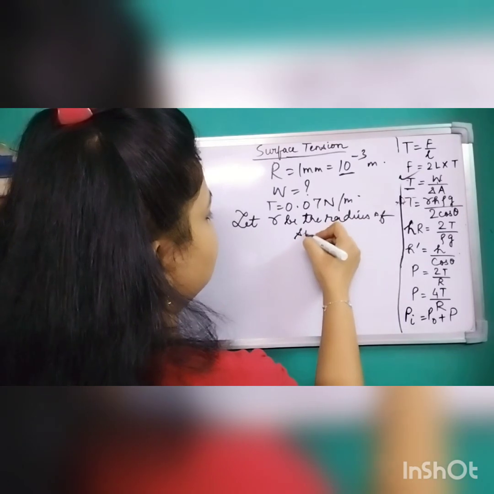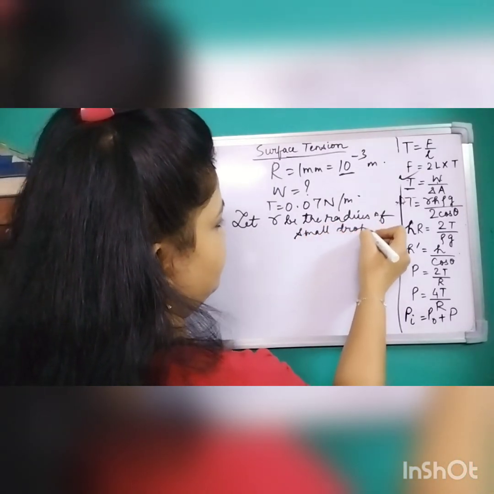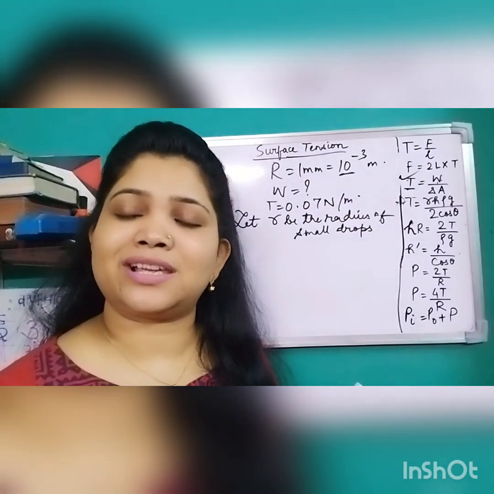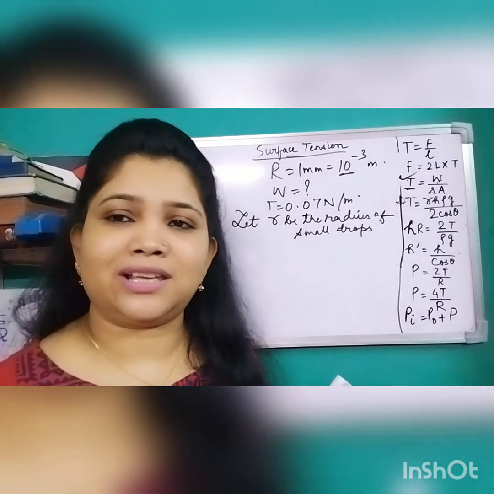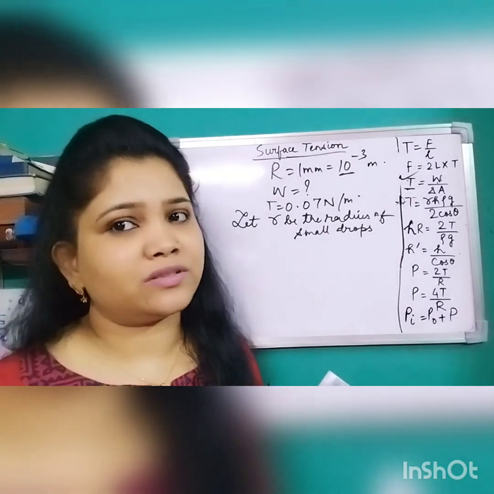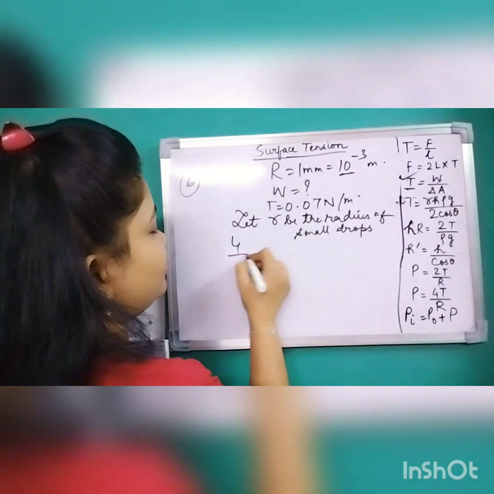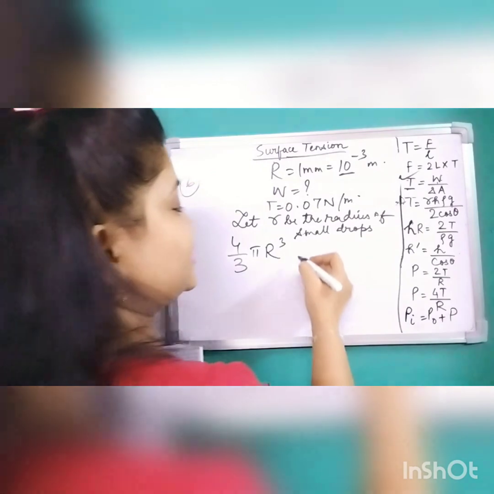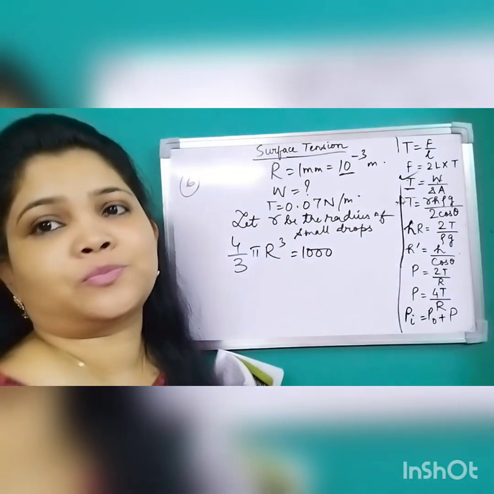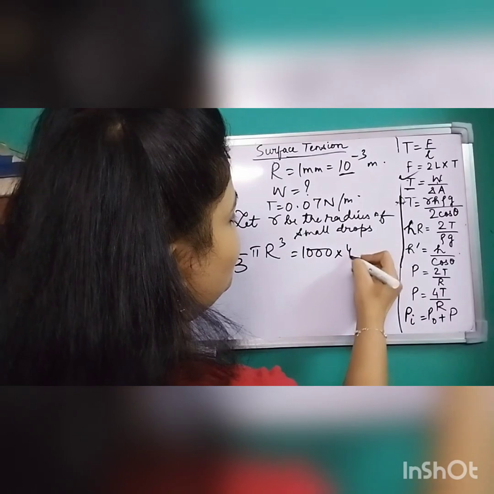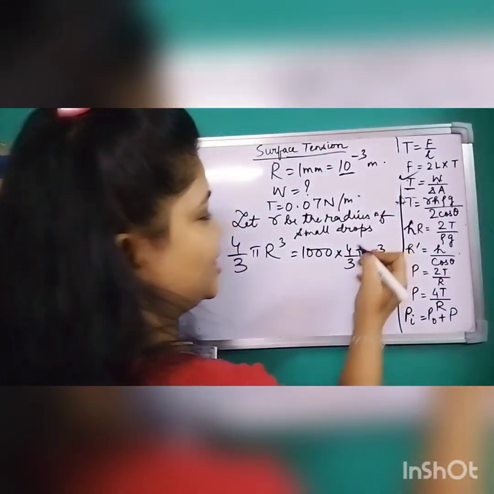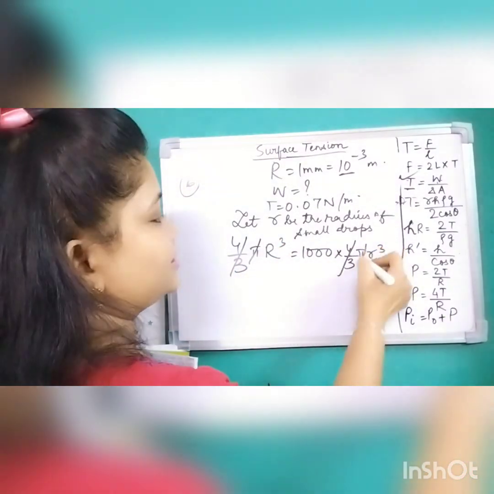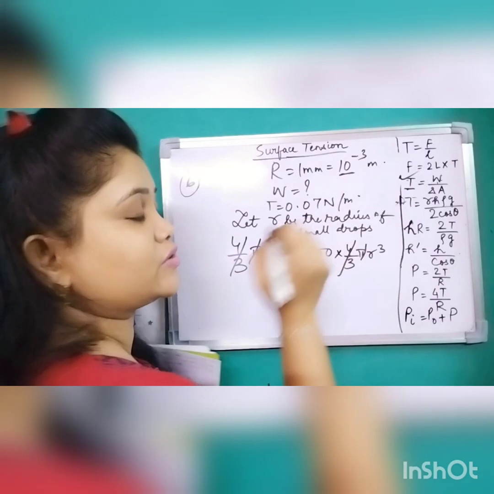Now students, I told you that the drop is basically spherical in shape. As it is spherical, what is the volume of a sphere? 4/3 pi r cube. So we can write 4/3 pi R cube for the bigger drop, and it is getting broken into 1000 small drops, each of 4/3 pi small r cube. So 4/3 cancels, pi cancels. What are we left with? R cube is equal to 1000 small r cube.